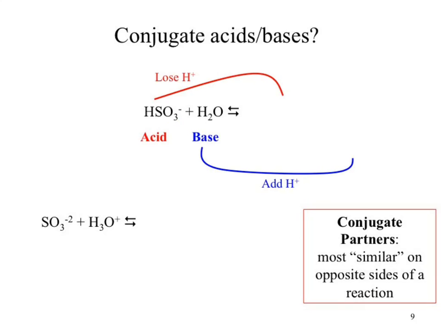So what can we do with that information? We can now predict the products. If our acid loses a hydrogen, what's left? So our acid is HSO3 minus. If I get rid of a hydrogen, what's left? SO3.